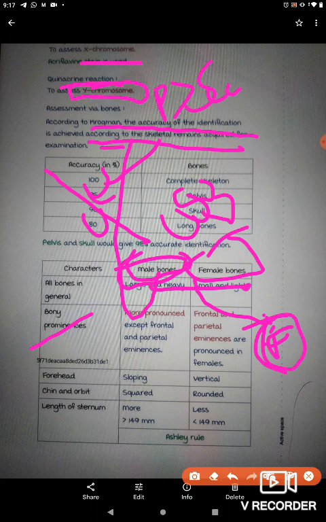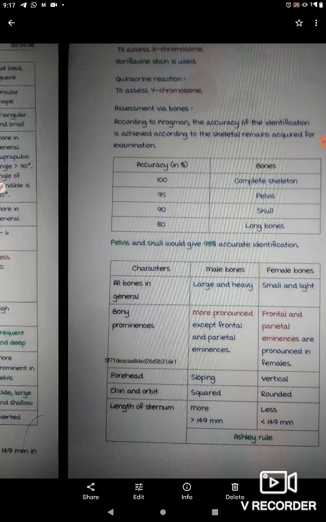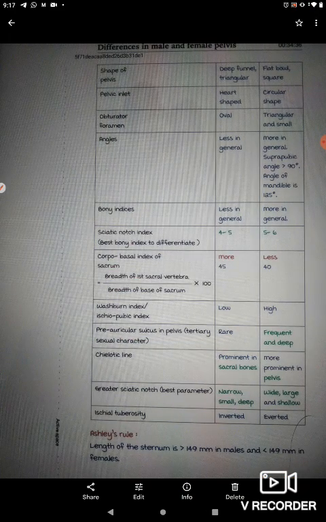Chin and orbit are more rounded, and the female forehead is vertical, and in the male it is sloping. Chin and orbit are rounded in the female and more squared in the male. Also, Ashley's rule: the length of the sternum is more than 149 millimeters in males and less than 149 millimeters in females. The pelvis shape is deep funnel shape in the male, and shallow bowl shape in the female.